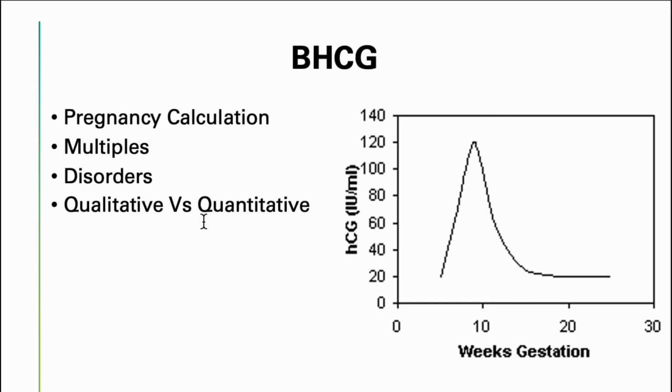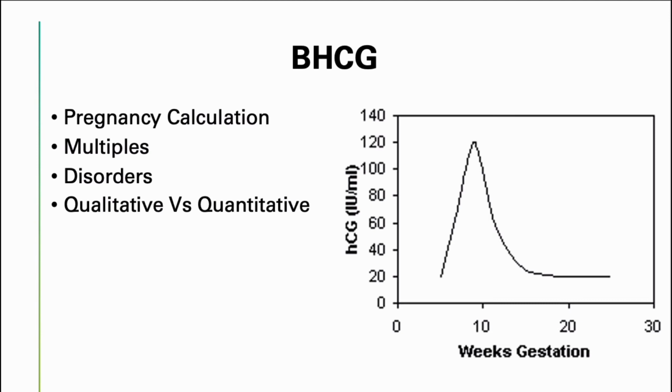Now, beta HCG could be either qualitative or quantitative. So what's the difference? A qualitative test just gives you a yes or no. Okay. So do you have HCG or not? In other words, are you pregnant or are you not pregnant? That's all that it will say. Right? So when you're getting this urine test, that's what it's saying. Yes, you have it, or no, you don't, when you do the urine dipstick test.